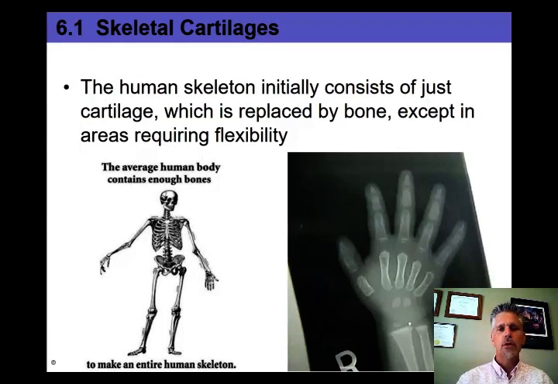Okay, so initially during development, for the most part, our bones, all 206 of them, maybe more if you are so lucky, we'll talk about that later, start out as a cartilage model like you see here with the x-ray on the right. Cartilage is our precursor to the bone itself.